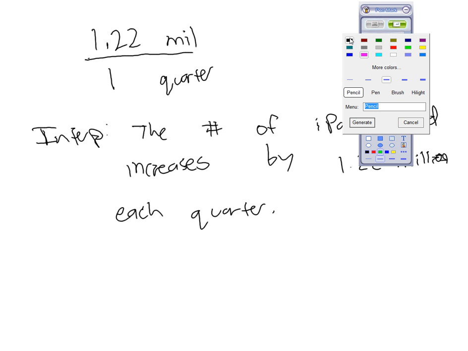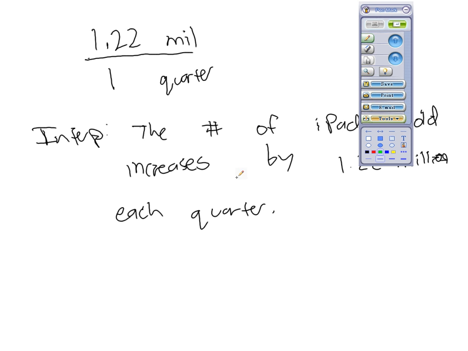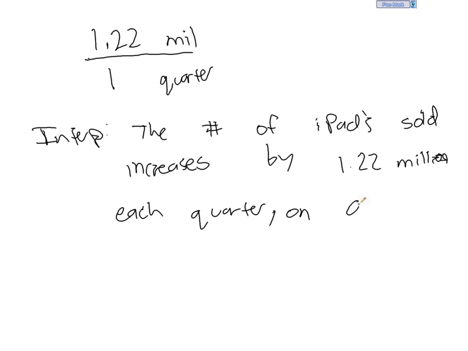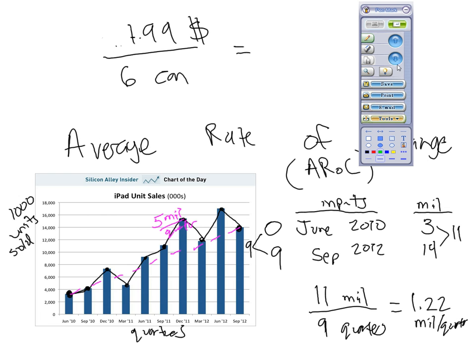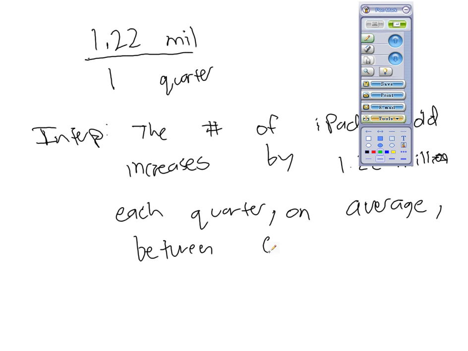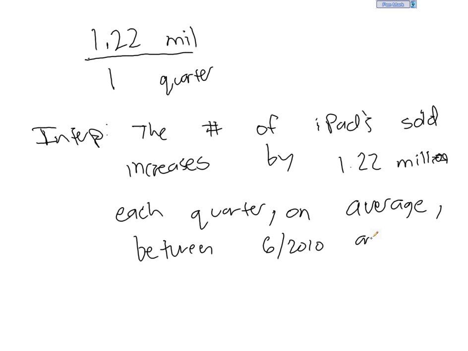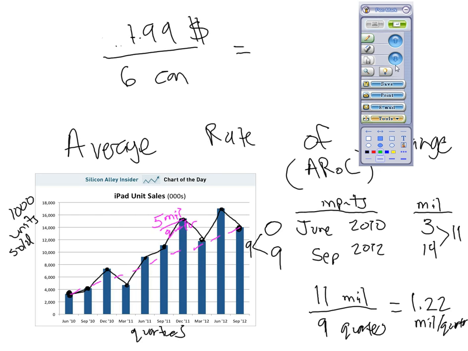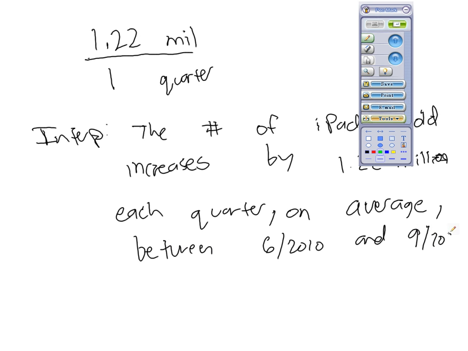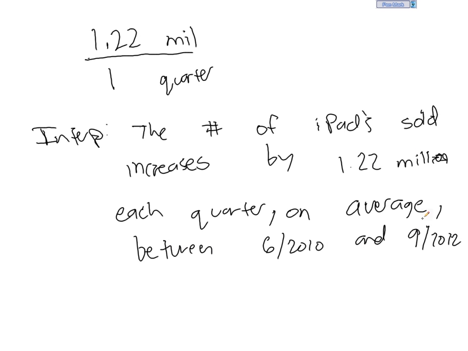What does it mean to say just on average? Well, we have to specify on average and between the quarters that we were considering, June 2010 and this was in September 2012. So between those two time periods, we saw this average increase.